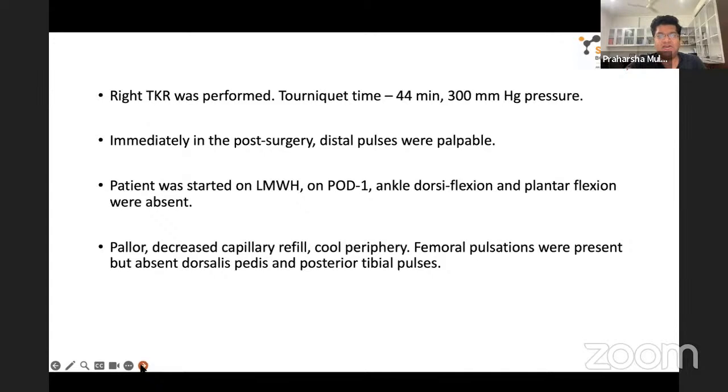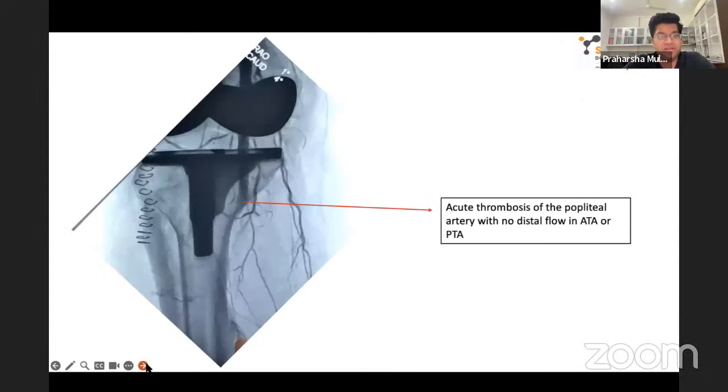And then suddenly towards the end of POD1, we started noticing difficulty with dorsiflexion and plantar flexion. So he was having an ischemic incident. A lot of pallor, decreased capillary refill and cool periphery. And then we found that the femoral pulsations were present, but the dorsalis pedis was absent, which means that you obviously have a popliteal injury. So when we did a CT angiogram, we found that you have an acute thrombosis at the popliteal artery and there is no hematoma around it. So that means you don't have an intraoperative laceration or bleeding or expanding hematoma because of your blood thinners. And there is no flow in both the ATA and PTA vessels.